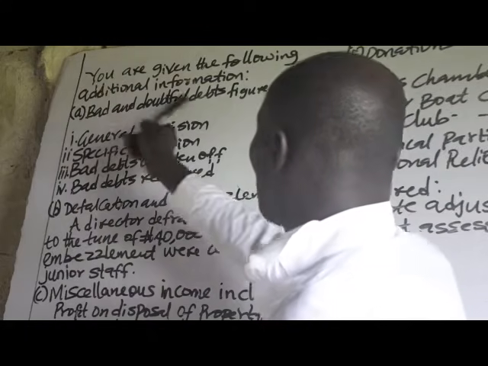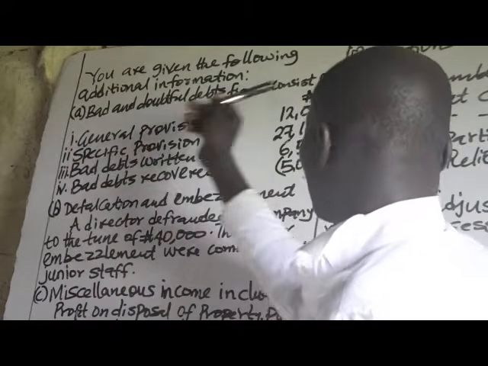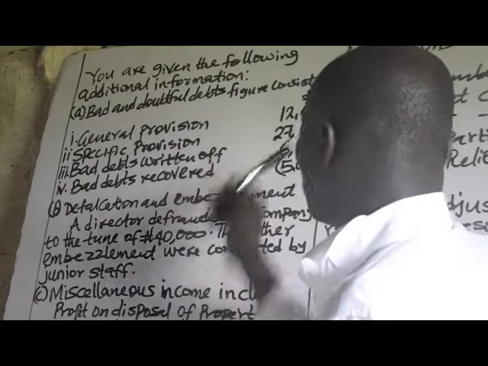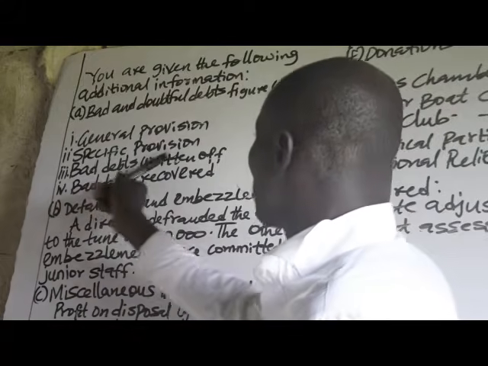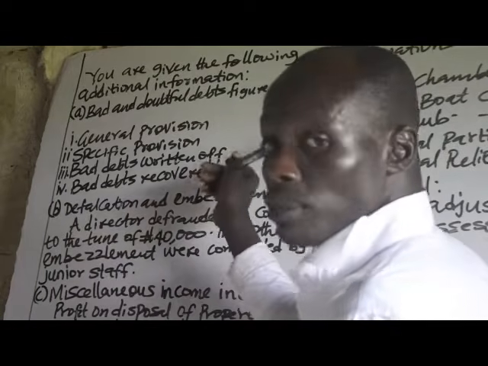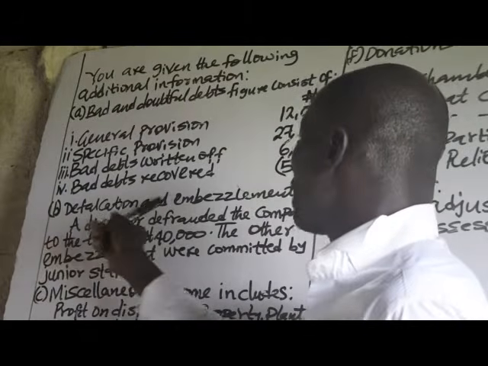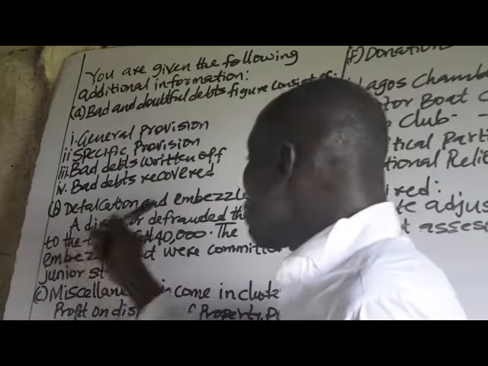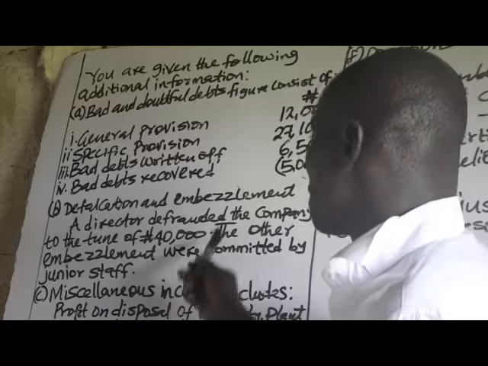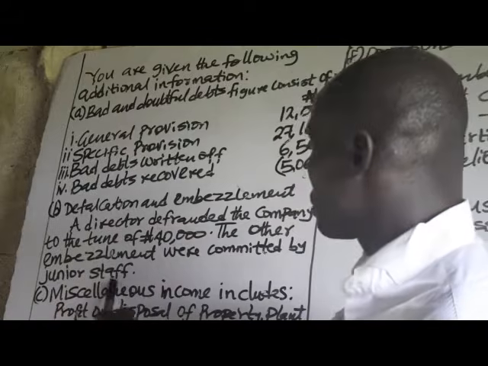A. Bad and doubtful debt figure consists of 1. General provision 12,000. 2. Specific provision 27,100. 3. Bad debts written off 6,500. 4. Bad debts recovered 5,060. B. Defalcation and embezzlement. A director defrauded the company to the tune of 40,000 naira. The other embezzlements were committed by junior staff.